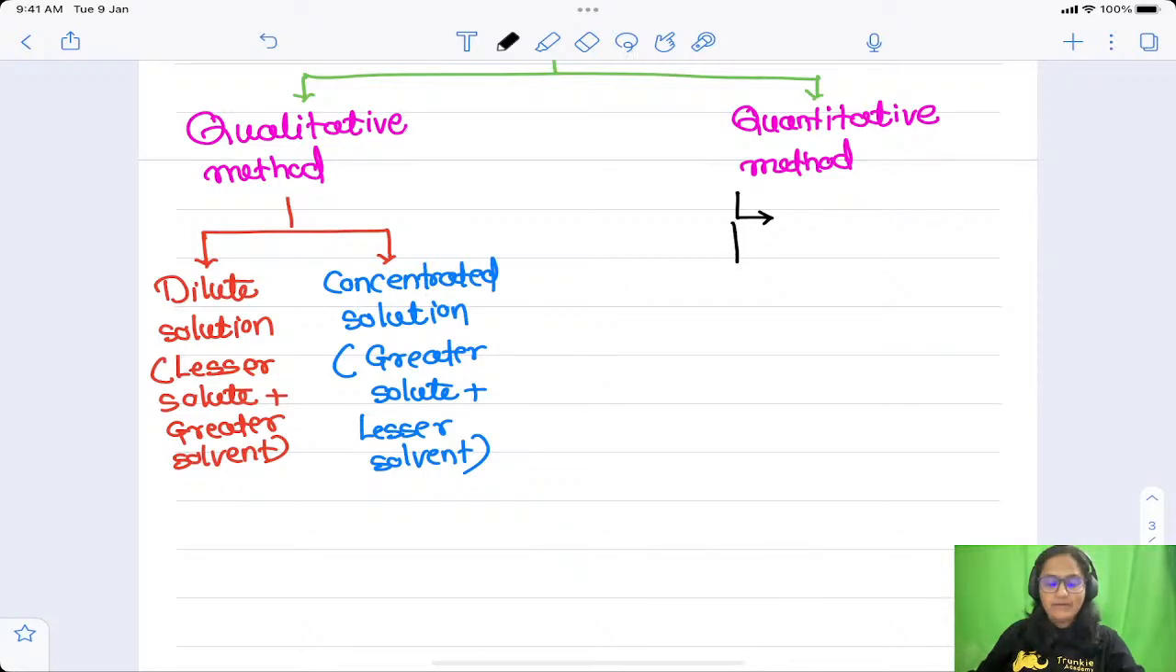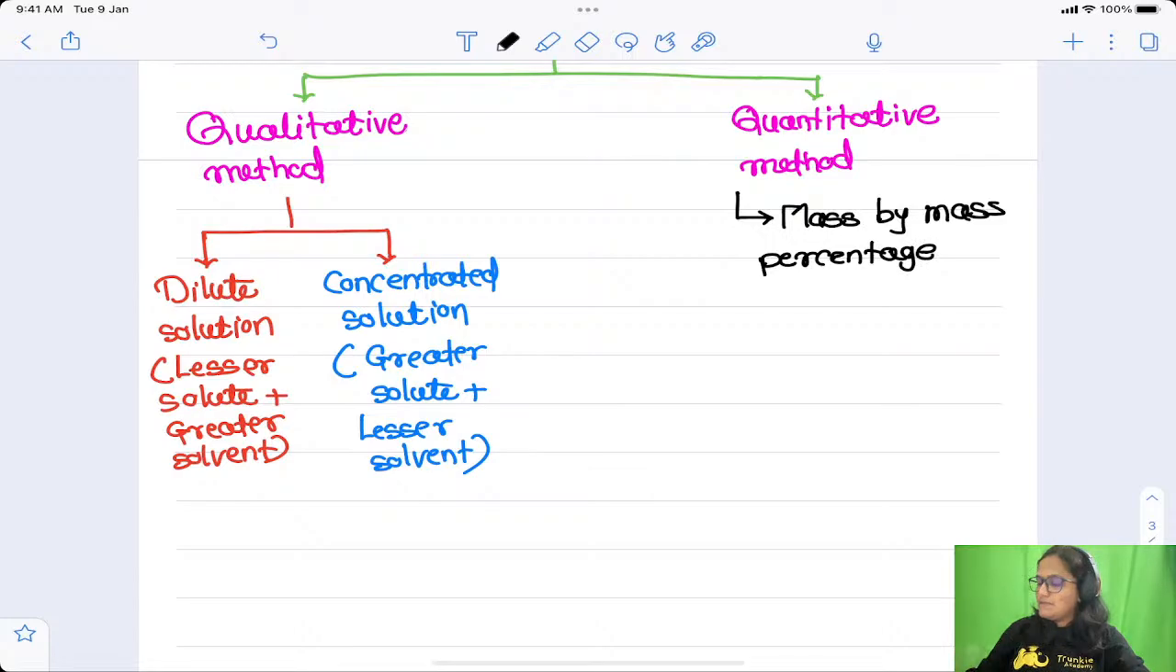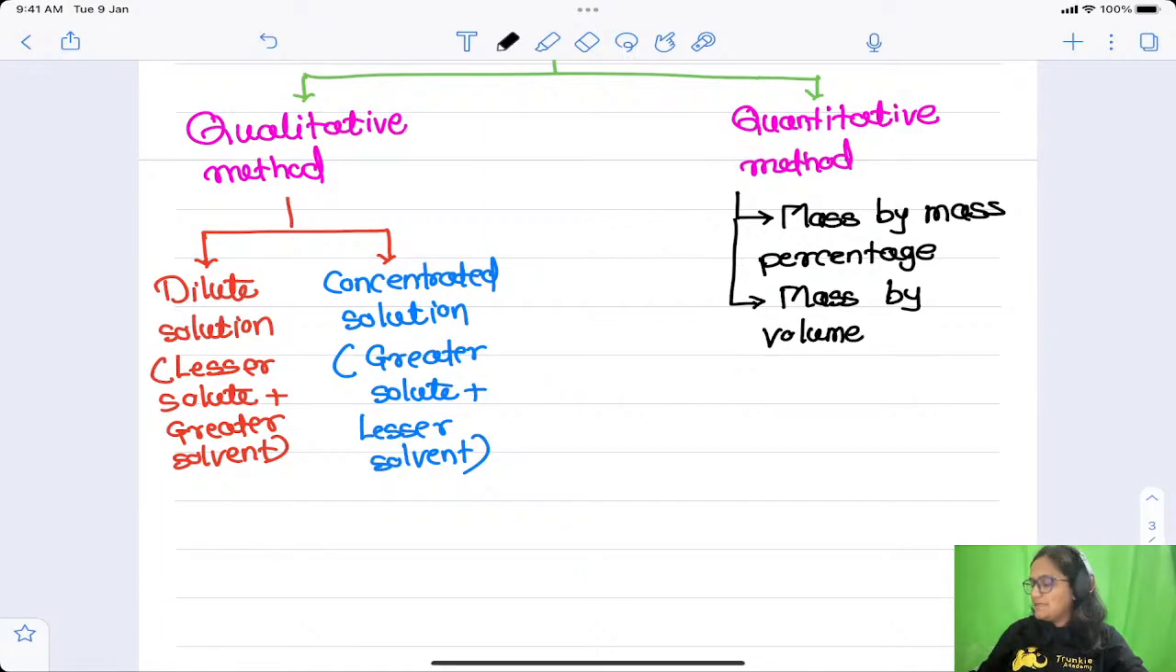Okay, one by one we are going to discuss. So the first one is called mass by mass percentage. Second one is called mass by volume percentage.